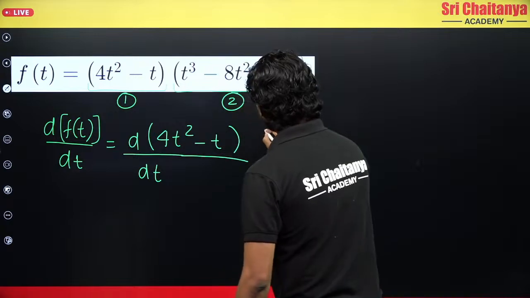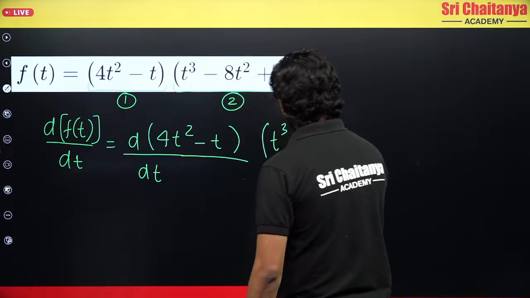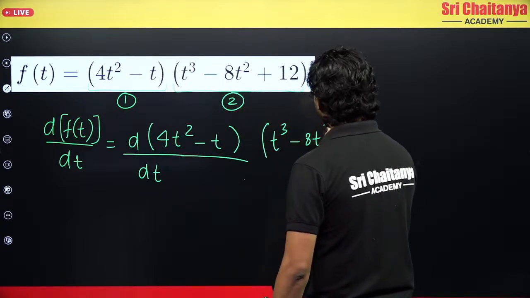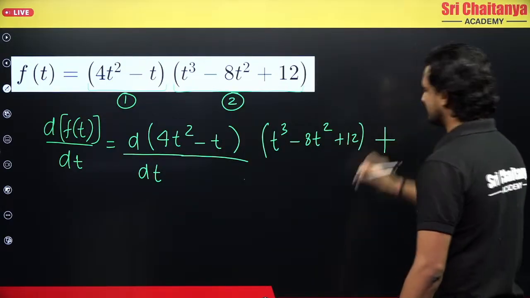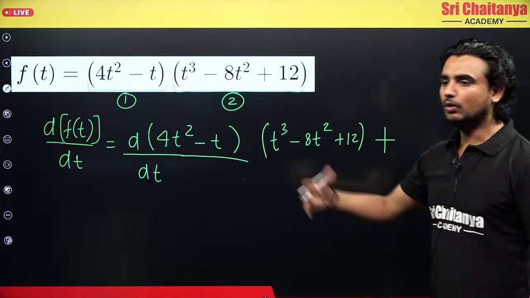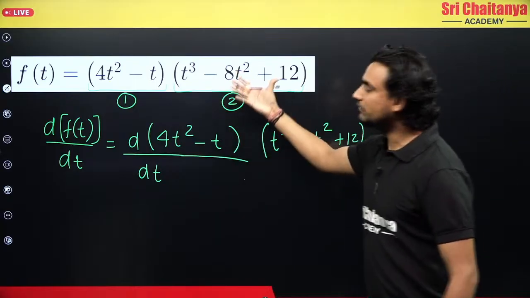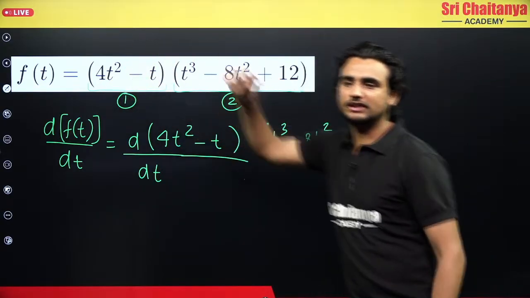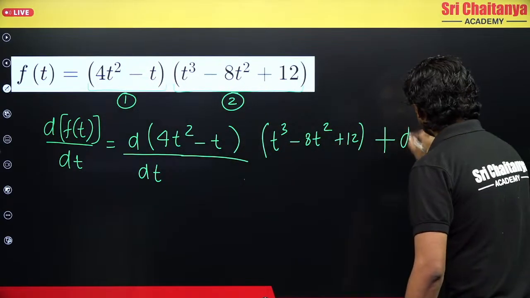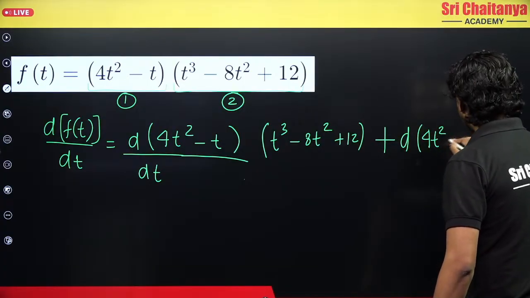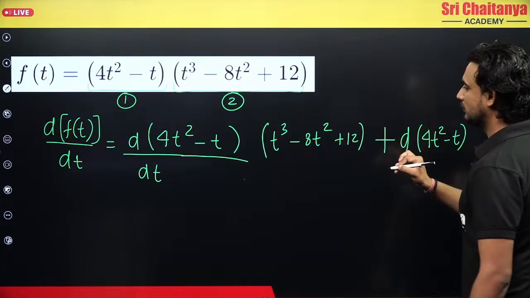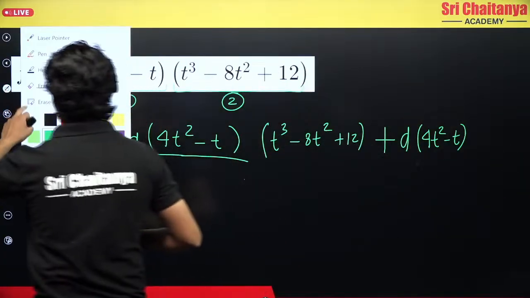And I will keep my second function as it is, t cube minus 8t square plus 12. Now I will differentiate my second function and keep the first function as it is. So let's keep my first function as it is. What is the first function? 4t square minus t. Sorry, just 1 minute, I made a mistake here.